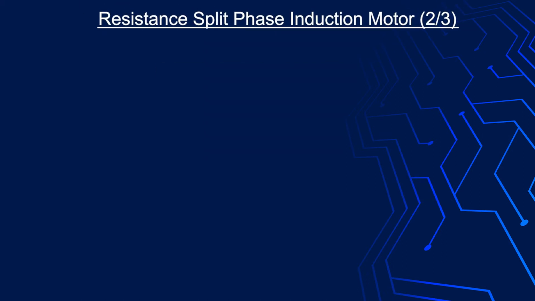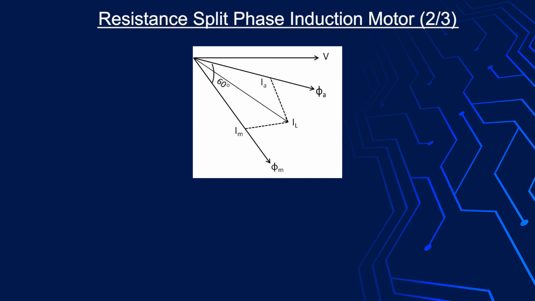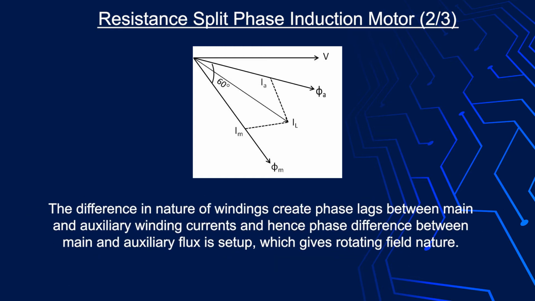Now this can be easily defined by the phasor diagram. You should all know how to draw a phasor diagram. Now we are getting a single phase supply. So first we will draw on a horizontal axis V.